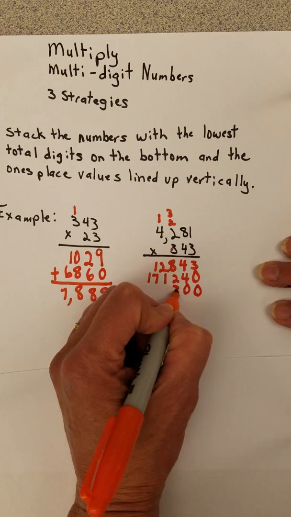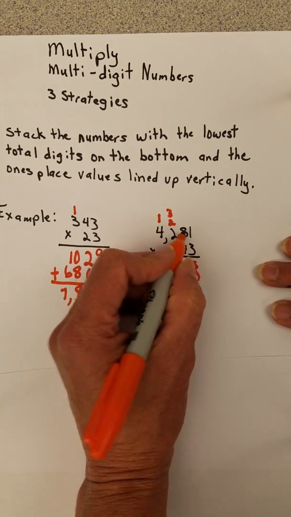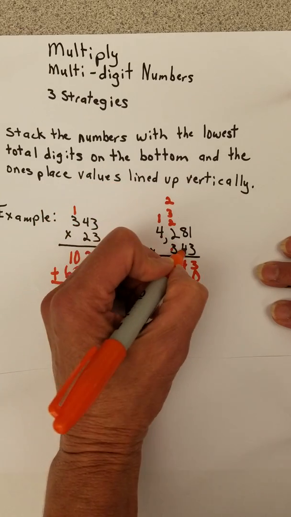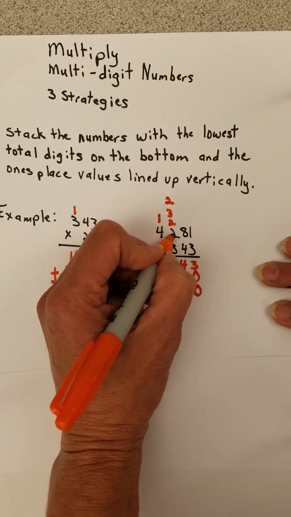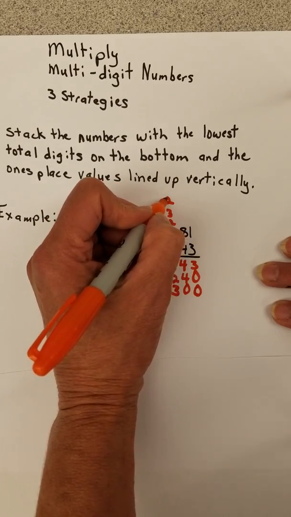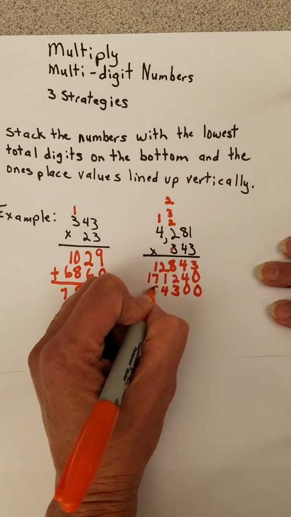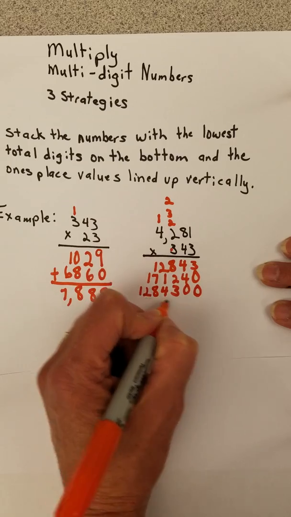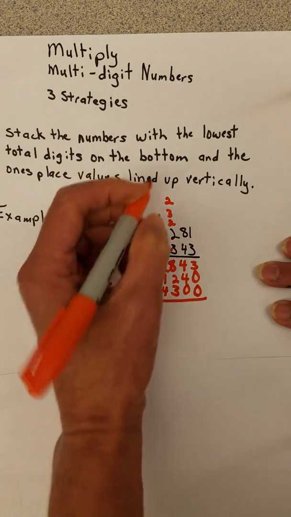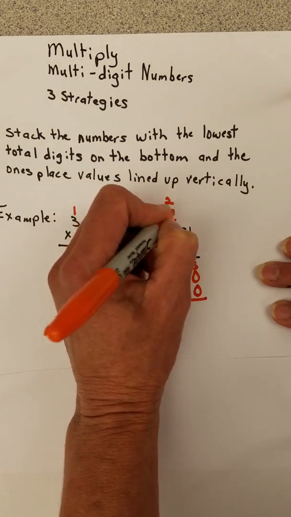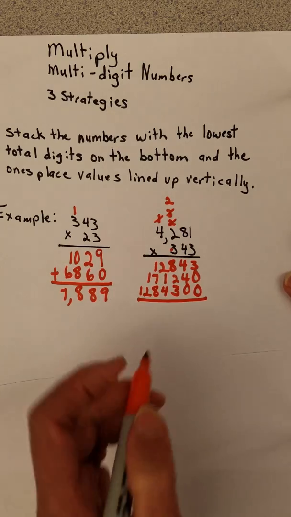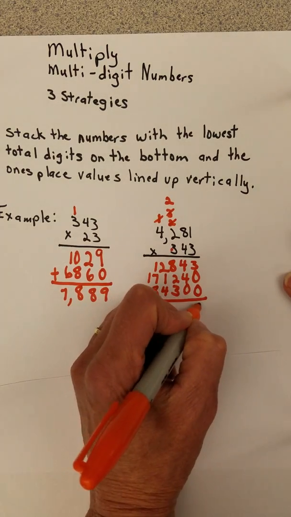3 times 1 is 3. 3 times 8 is 24. Carry the 2. 3 times 2 is 6, and the 2 carried makes 8. And then 3 times 4 is 12. Okay, and what some people do is when they're done with them, they cross them out, so that when they do each of the new rounds, they don't get confused. So anyway, now we add them.